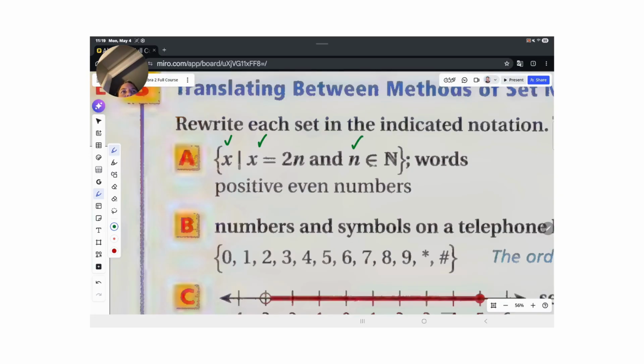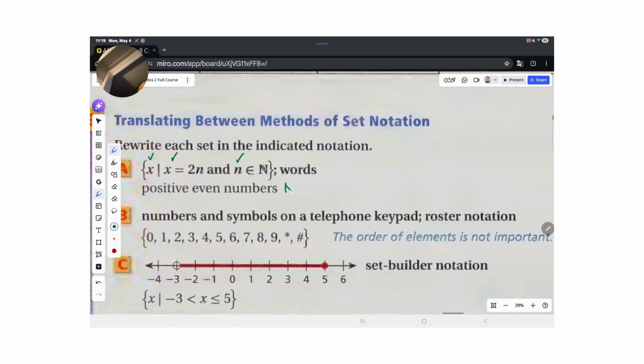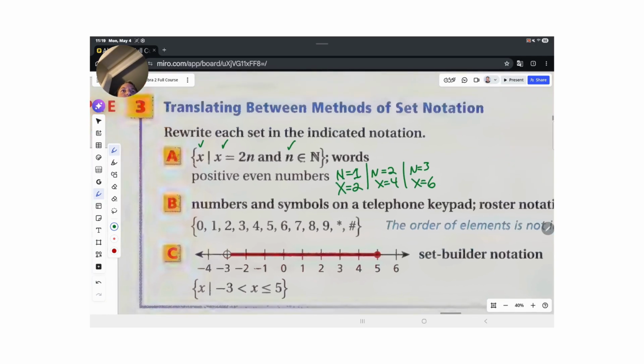So let's think about what values x takes. If n equals 1, x equals 2, and if n equals 2, x equals 4. If n equals 3, x equals 6. So the question we can ask is, what pattern does x equals 2n produce for natural number values of n? Even numbers: 2, 4, 6, 8.